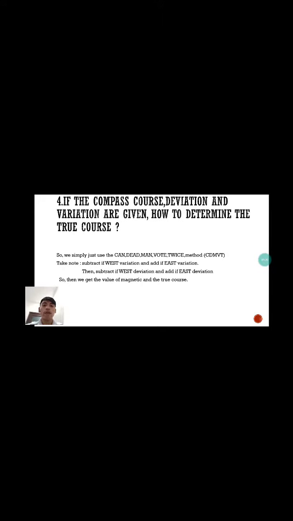Number 4: if the compass course, deviation, and variation are given, how do you determine the true course? We simply use the CADET method: Compass, Add East, Deviation, Magnetic, Variation, True. Take note: subtract west variation and add east variation, then subtract west deviation and add east deviation. Then we get the value of the magnetic and the true course.